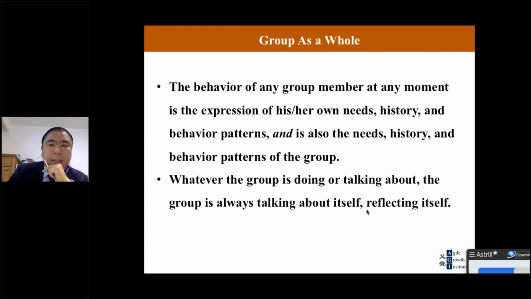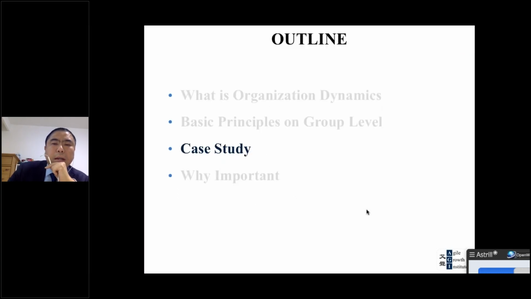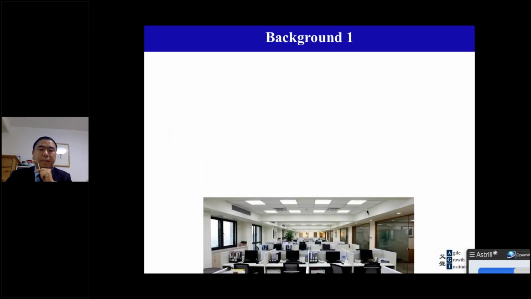Due to the time limitation, I cannot explain it in detail. If you are interested, you may find some books from Wilfred Bion and other researchers to have a look. Today, I will introduce a case study, and through this case study explain how the organization dynamic approach can be used in an organization. It makes it easier for you to understand the theory, maybe.